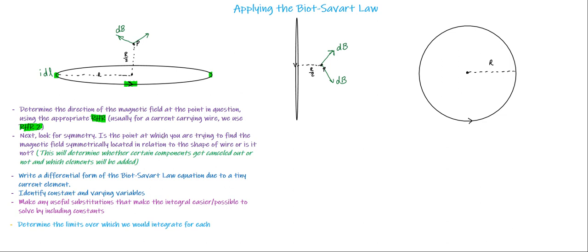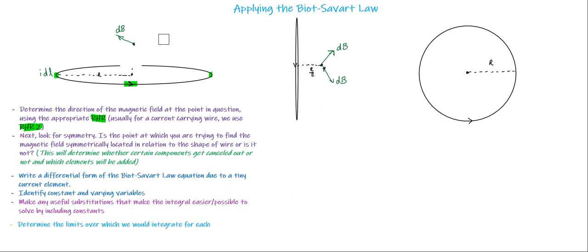The next thing we want to look for, though, is symmetry. Because if the point that we're trying to focus on is symmetrically located in relation to the shape of the wire, then we'll be able to cancel out some components. So let's take a look at what we mean by that. First, I'm going to get rid of some of these vectors here just to make things a little bit cleaner.